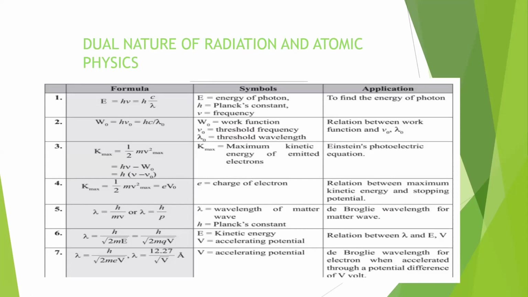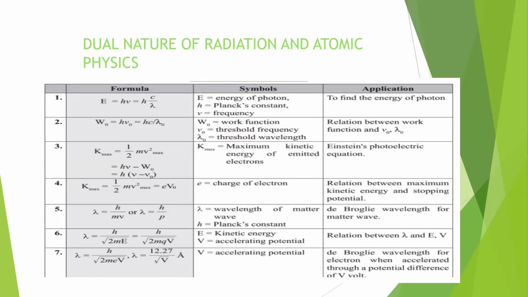One is E equal to h nu, that is, energy of a photon is equal to h nu. H is Planck's constant and nu is your frequency. The application of this formula is to find the energy of a photon. Next one is W naught is equal to h nu 0, which is equal to hc by lambda 0. W naught is the work function, nu naught is the threshold frequency, lambda naught is the threshold wavelength. So the relation between work function and these is the application.